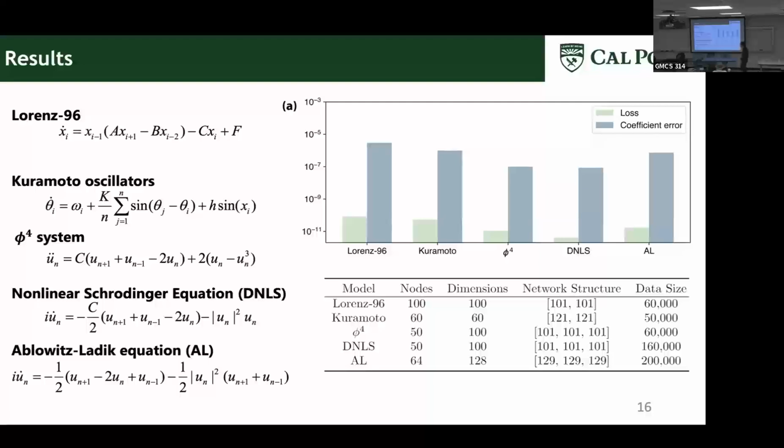Let me show you some of the results here. We have been working on 5 different spatiotemporal systems, and these are the corresponding dimensions, from Lorenz 96 to the Kuramoto oscillator. So it covers quadratic nonlinearity, sine and cosine, and cubic nonlinearity, also with DNS and this kind of cubic nonlinearity here.